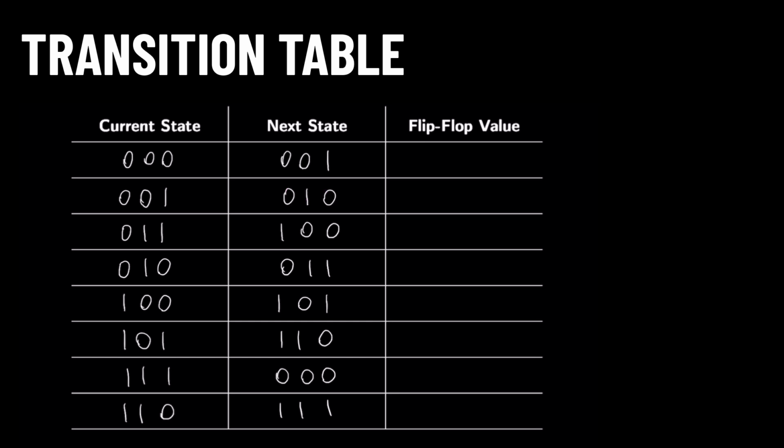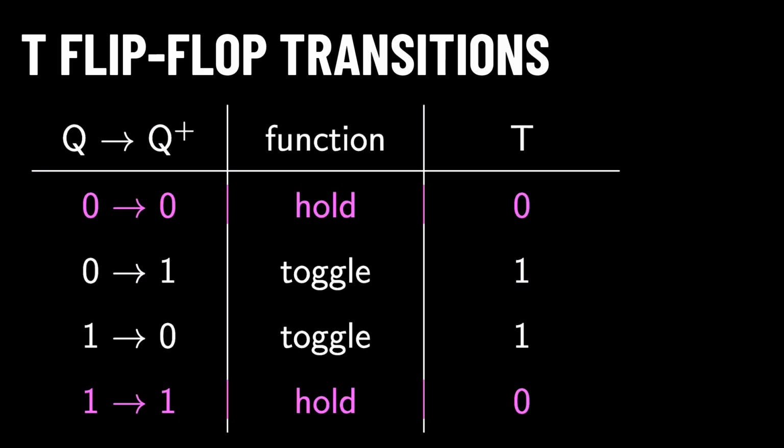The last column contains the values that need to be present on each flip-flop input to cause the transition from the current state to the next state. T flip-flops have relatively simple transitions. The input value should be 0 if the output holds, and 1 when the output toggles.